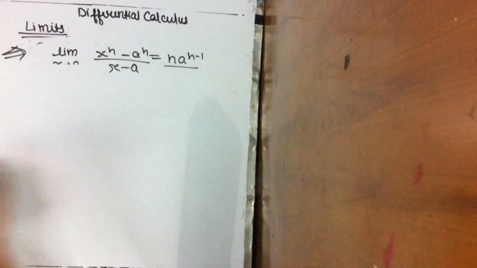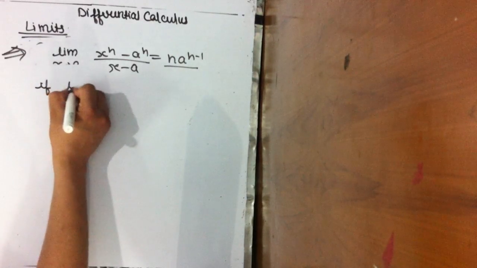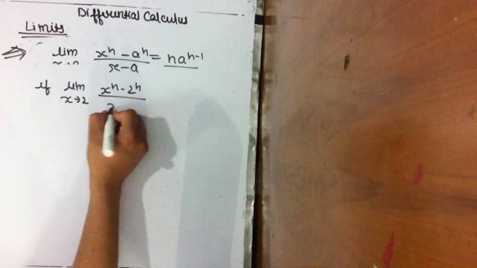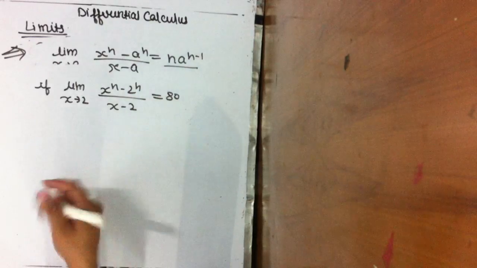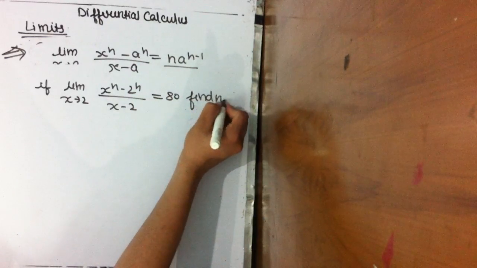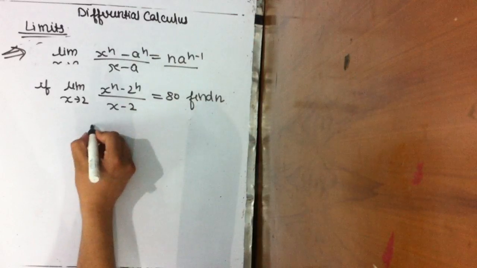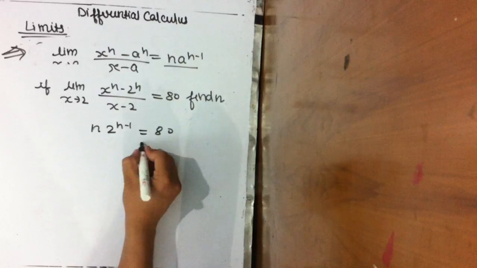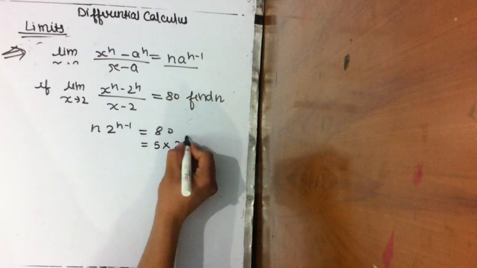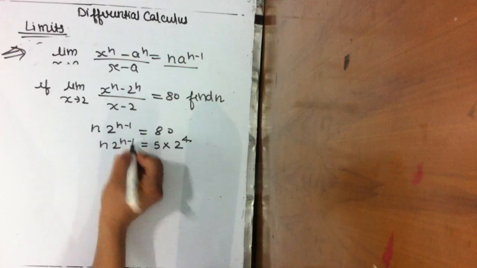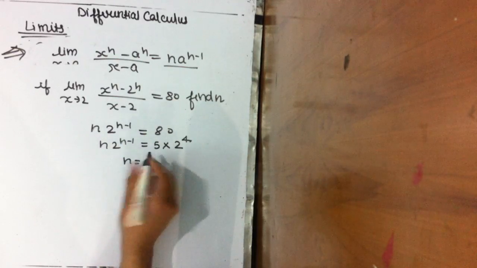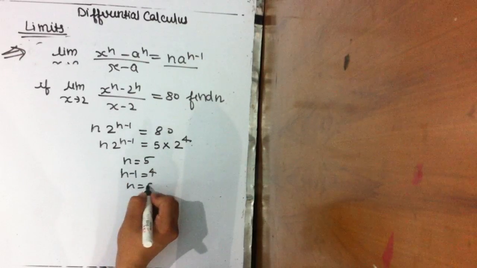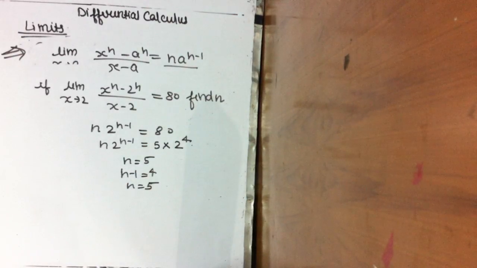Next, given that limit x tending to 2, x to the power n minus 2 to the power n divided by x minus 2 is equivalent to 80, then find n. Now in such a case, what we can do, we'll find the solution as n, 2 to the power n minus 1, and 80. Now we'll find the appropriate factors for 80. It can be written as 5 into 2 to the power 4, and this is n, 2 to the power n minus 1. On comparing, n equals 5, and comparing as well, n minus 1 equals 4 and n equals 5. So we'll get the desired value of n.